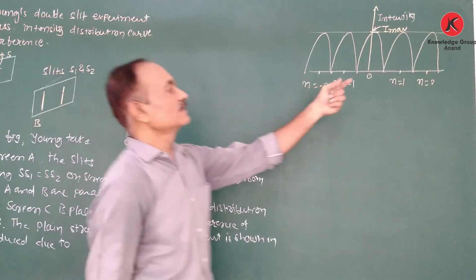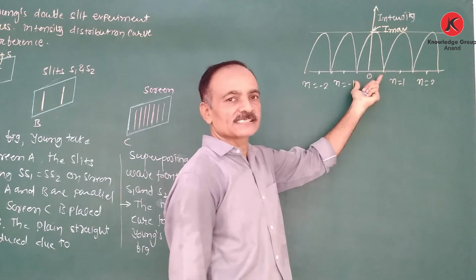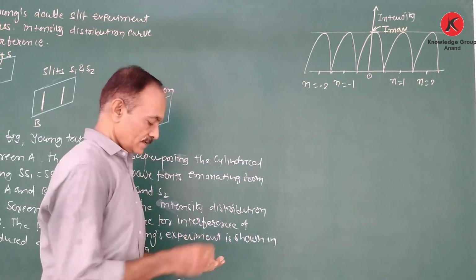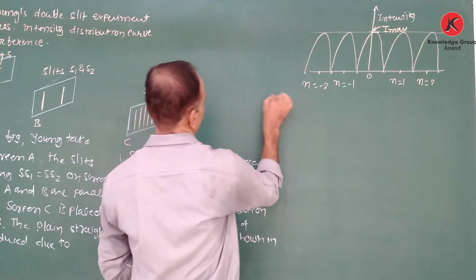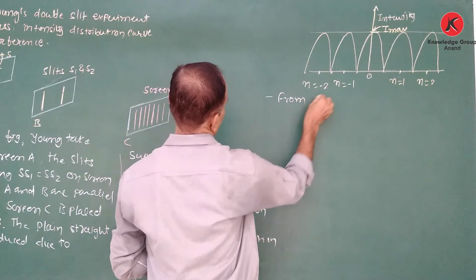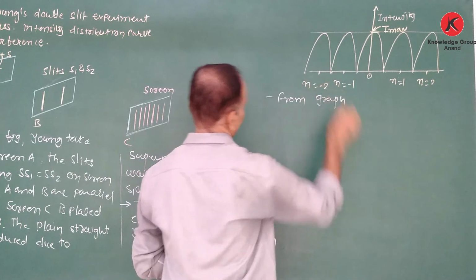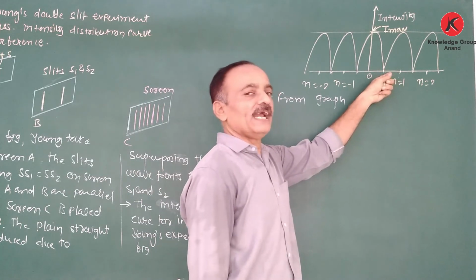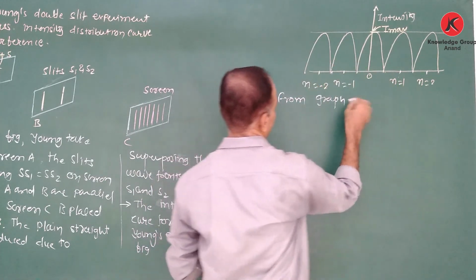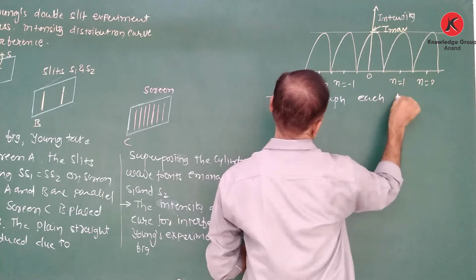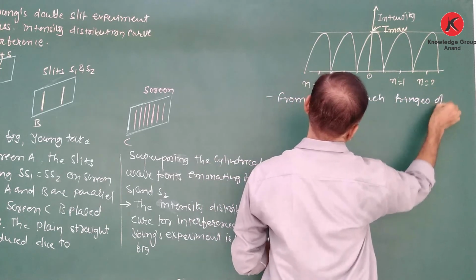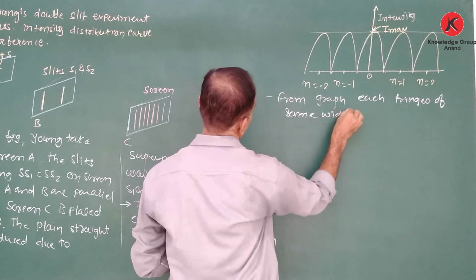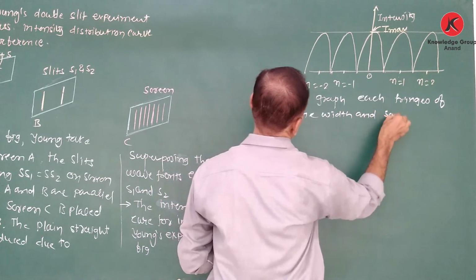From the graph, the width and intensity of each bright fringe are the same. Each fringe has the same width and the same intensity.